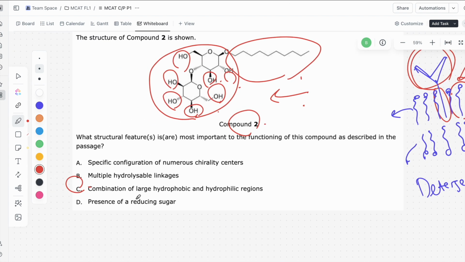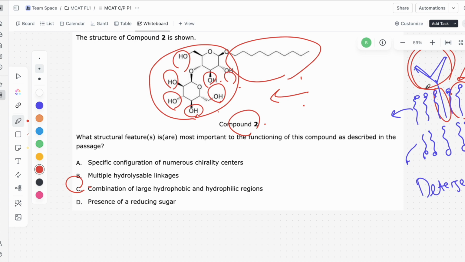Now, if we look at the other answer choices here, let's go around and see what's wrong. Presence of a reducing sugar. A reducing sugar isn't going to be the reason why this is going to be good. A reducing sugar could be non-reducing, it could be reducing. It doesn't really matter. The sugar identity itself is not the critical factor in dissolving this membrane to release the protein.